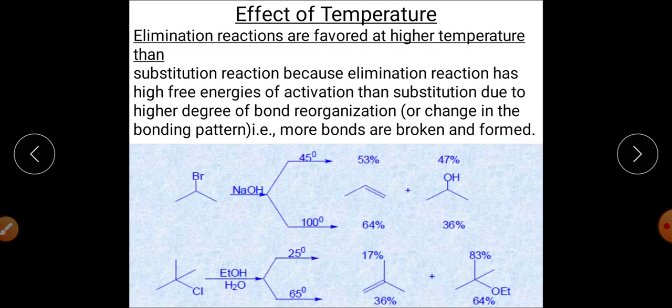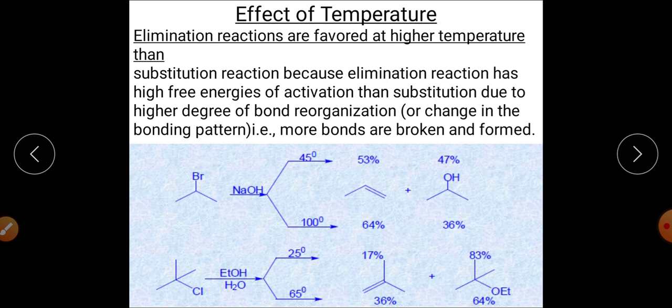The next parameter is the temperature, and I think you have seen the effect of temperature in our previous slide. In one of the examples I told you that at 25 degrees Celsius we have taken the same reaction, and at 55 degrees Celsius we have taken the same reaction. So when we talk about the temperature effect, generally the elimination reactions are more favored at higher temperature as compared to the substitution reaction.